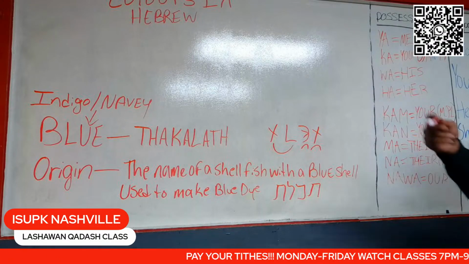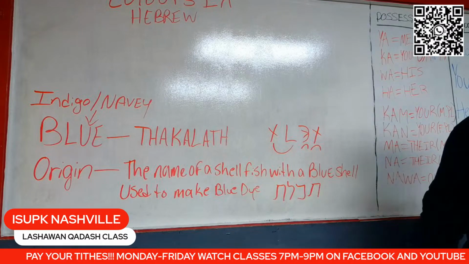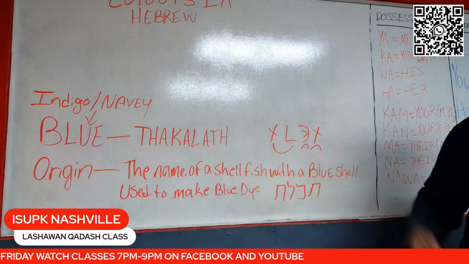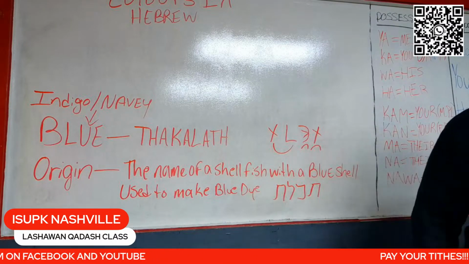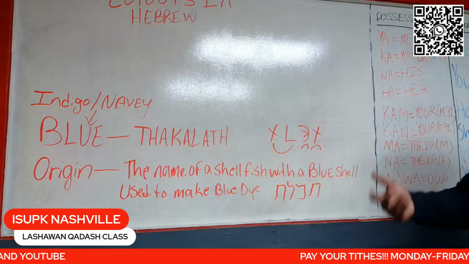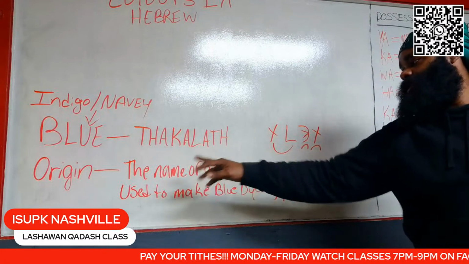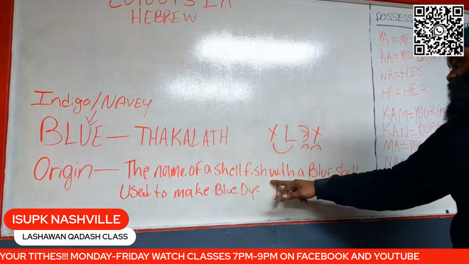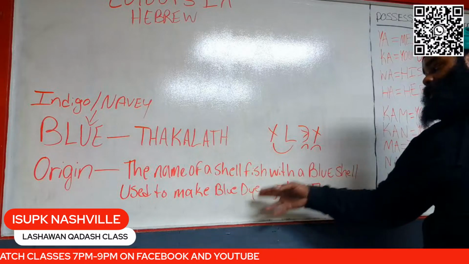So like if you're trying to say indigo, the color indigo, you would say Thakalaf. If you're trying to say the color navy blue, you would say Thakalaf. If you're just trying to say blue, Thakalaf. That's how you would pronounce it. And the origin where it comes from is the name of a shellfish with a blue shell used to make blue dye.